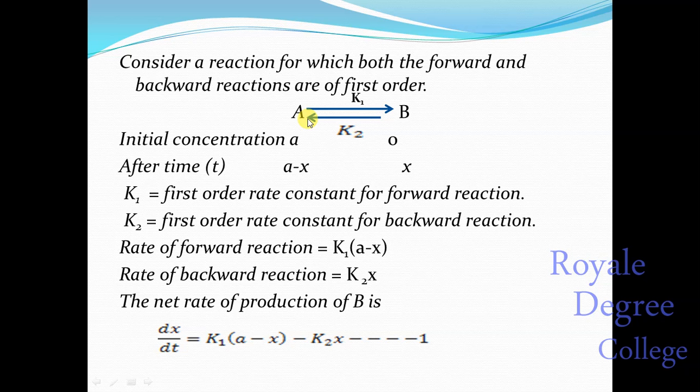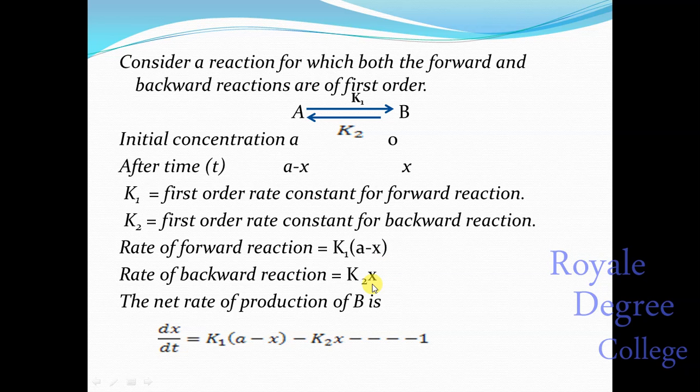So the initial concentration of A is small a and the initial concentration of B is 0. After time t, the concentration of B is x and the concentration of A is a minus x. K1 is the first order rate constant for the forward reaction, and K2 is the first order rate constant for the backward reaction. Now the rate of forward reaction is K1 (a minus x). The rate of backward reaction is K2 x.